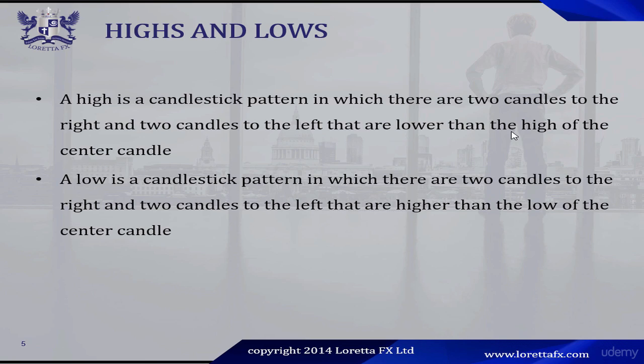Highs and lows. Now a high is a candlestick pattern in which there are two candles to the right and two candles to the left that are lower than the high of the center candle. Okay? And a low is a candlestick pattern in which there are two candles to the right and two candles to the left that are higher than the low of the center candle.